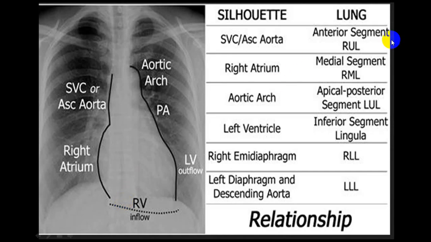So this will be related to the paratracheal area, anterior segment wise, right upper lobe. Right atrium will be related to the right middle lobe, aortic arch will be related to the left upper lobe, left ventricle will be related to the lingular lobe, right hemidiaphragm, right lower lobe, and left diaphragm, left lower lobe.